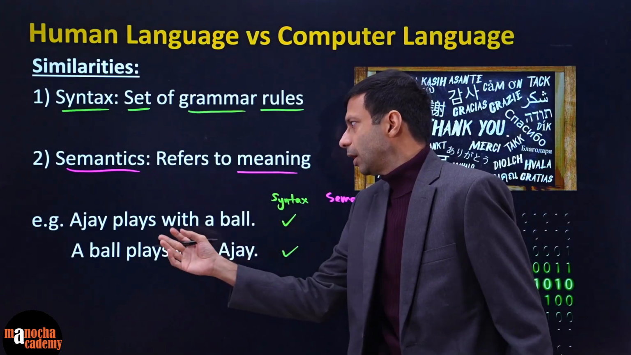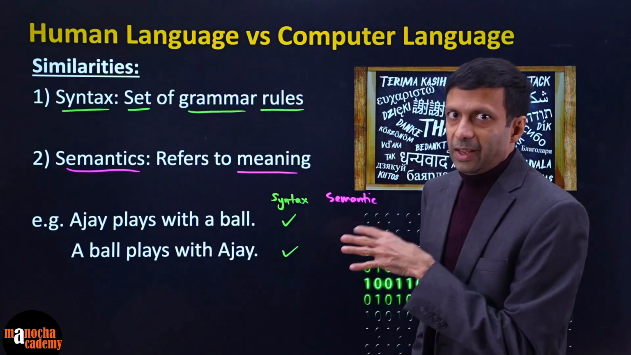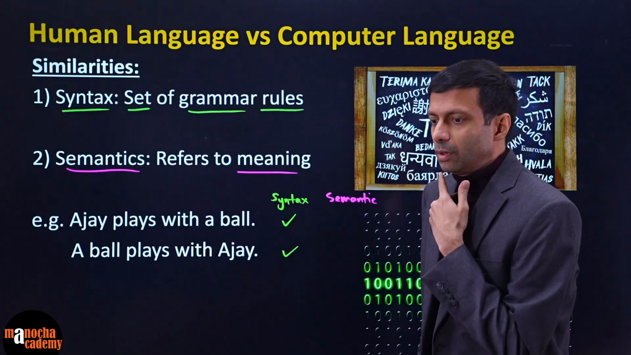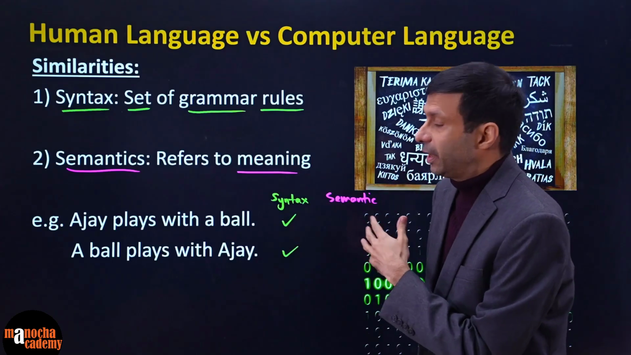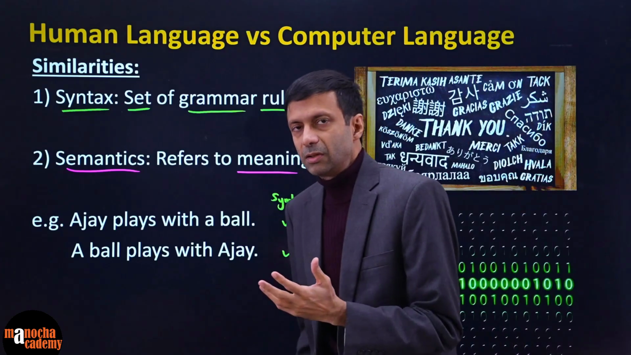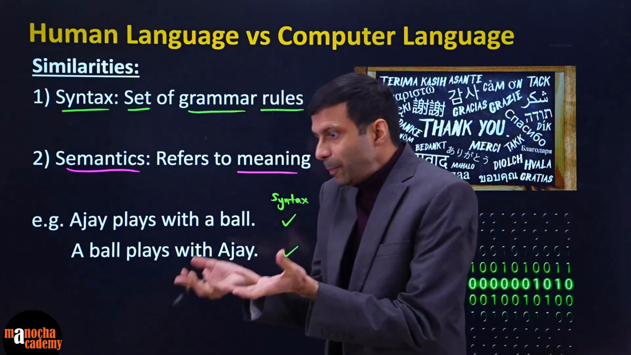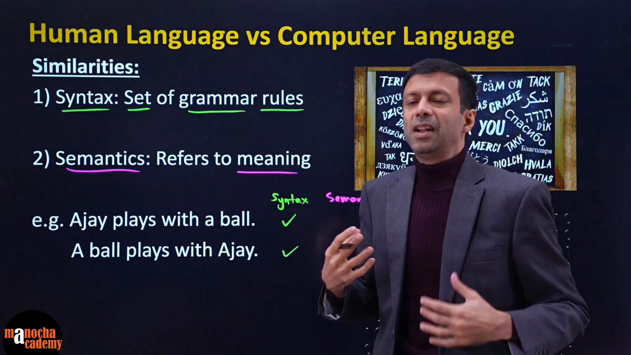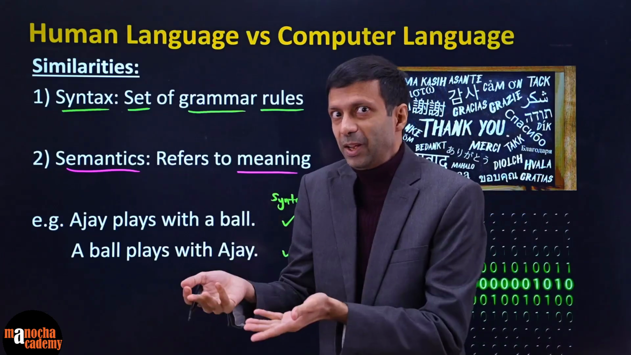Ajay plays with the ball, a ball plays with Ajay. So meaning-wise, if you read it as a person who knows English, you will know that Ajay plays with a ball makes sense, right? Ajay is a person here, ball is the object, he's playing with it. A ball plays with Ajay. Ball is not a living thing, right? So a ball playing with Ajay doesn't make sense. Ajay is playing with the ball.